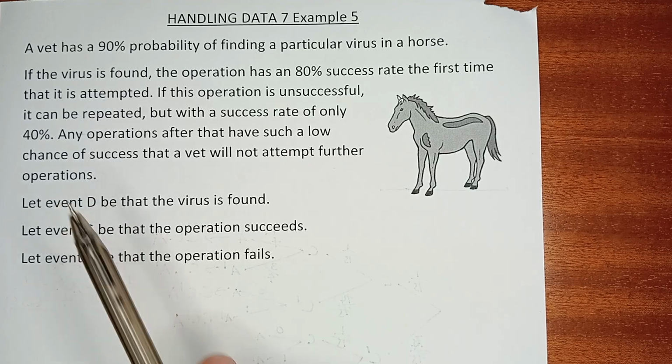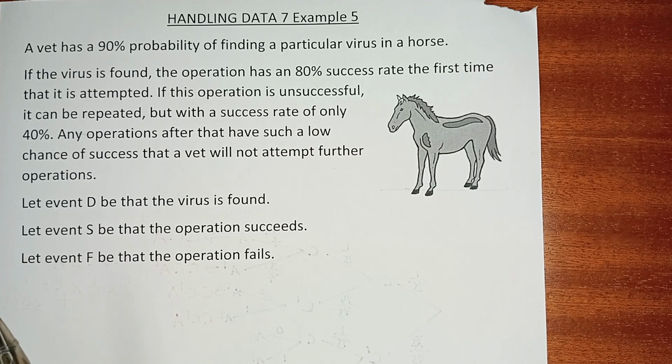Now, let's look at the question. What is the question? The questions are: what is the probability that a horse with the virus will be cured successively once? That is question number 1, which is not captured in this literature. What is the probability that a horse with the virus will be operated on successively once?